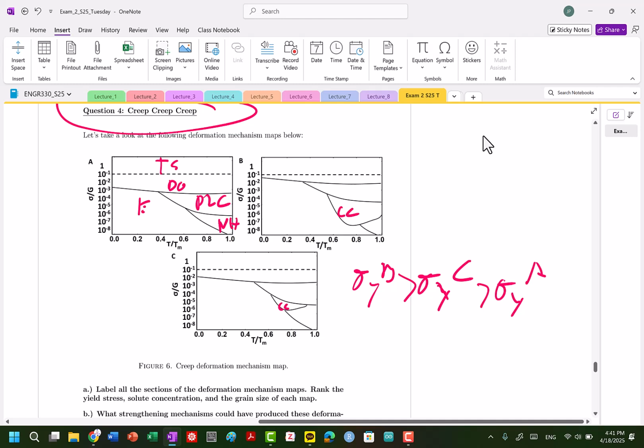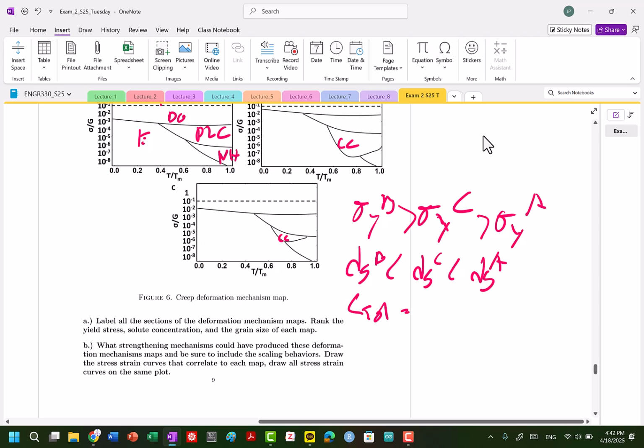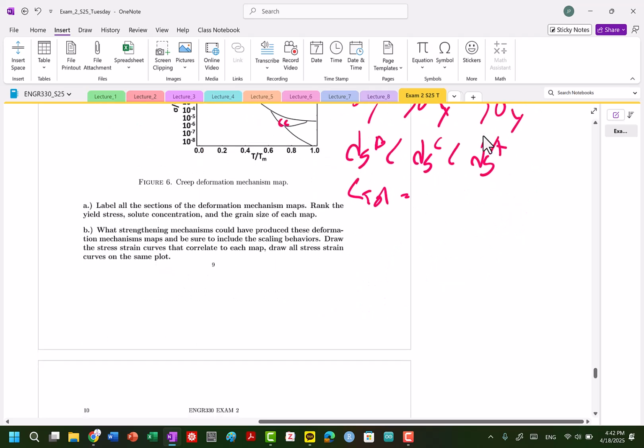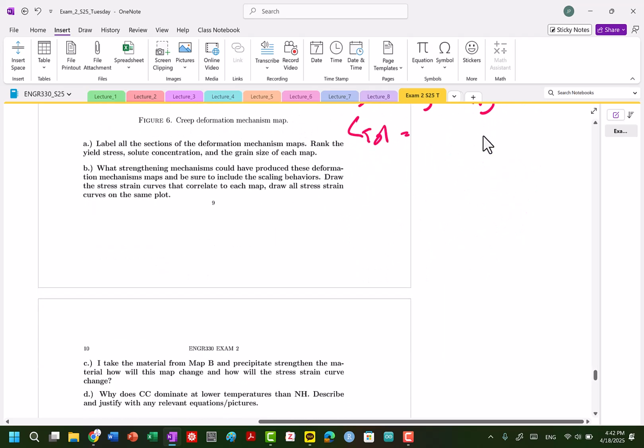Our Coble creep is changing, so our dg of B is less than dg of C is less than dg of A. Solute strengthening, we're not really sure, because typically we think that what's causing these maps to change is work hardening and grain size strengthening, so I'm going to say solute could be all equal for all of them. Or they could be going simultaneously. There's an argument to be made, but I would say most likely it's going to be the same.